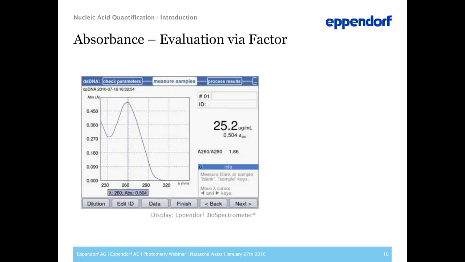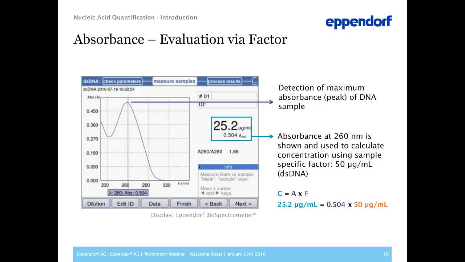Nucleic acids show an absorbance peak at 260 nanometer, which allows for a simple estimation of the concentration. After absorbance measurement, the software of the photometer can directly calculate the concentration of the sample based on the Lambert-Beer Law. This example shows a measuring result of double-stranded DNA for which the sample-specific factor 50 microgram per milliliter is used.